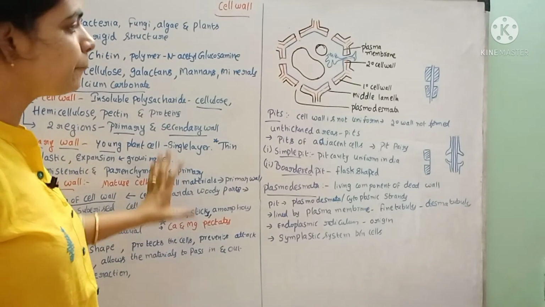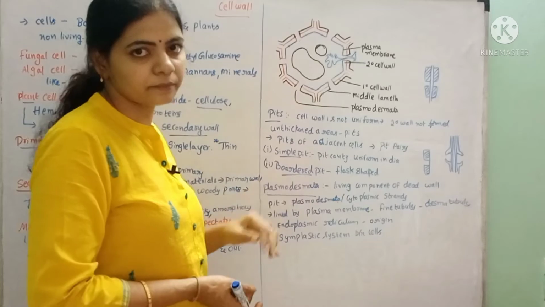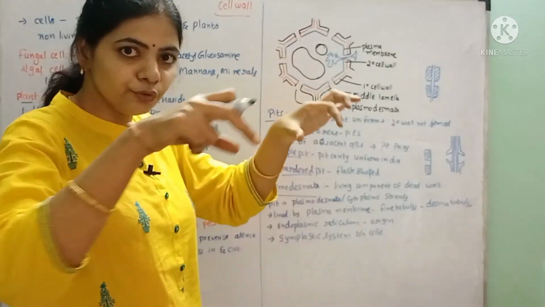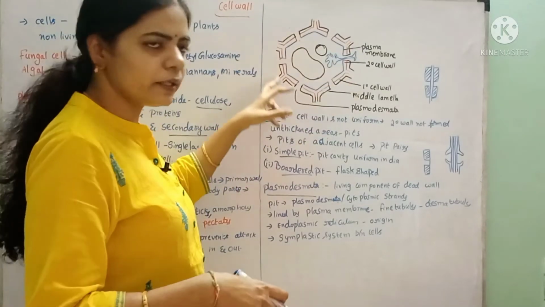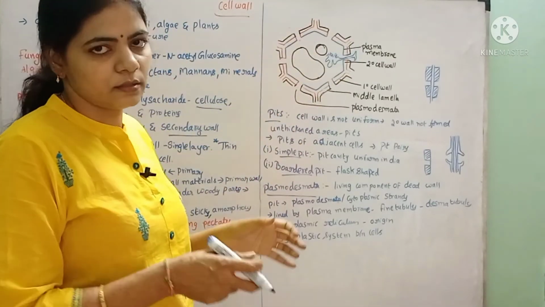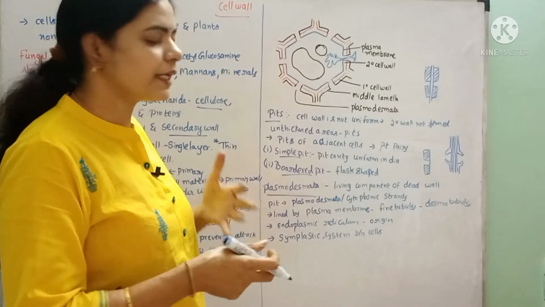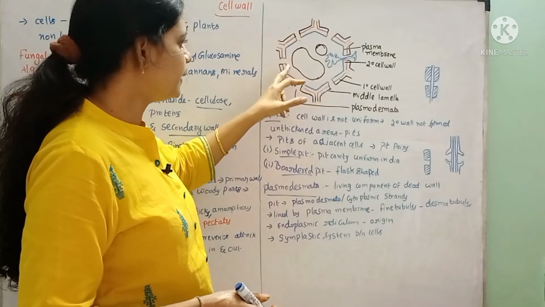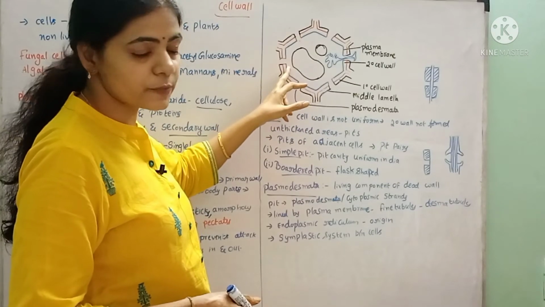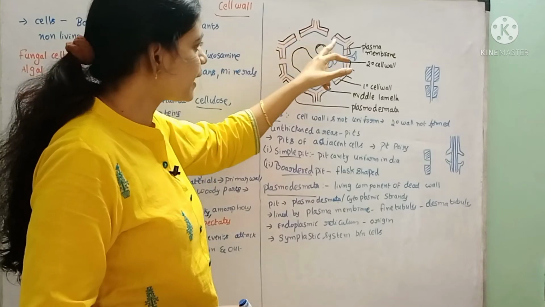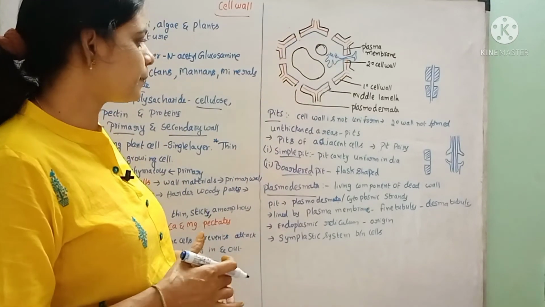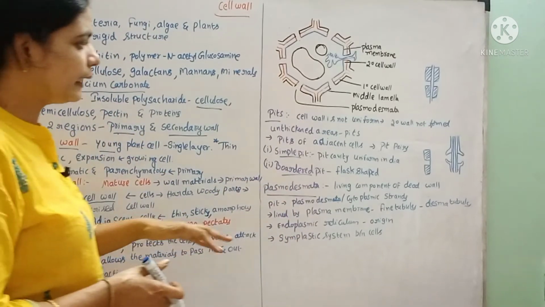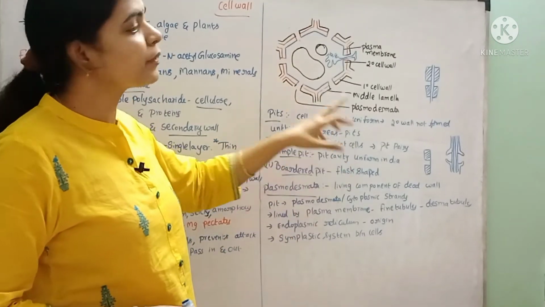These are the functions. And the next concept is the pits. Here, pits are nothing but the cell wall is not uniform all over the cell. In several regions, the secondary wall is not formed. In some regions, inside the primary wall, what is present? Secondary wall is present. But in some regions, this secondary wall is not properly formed. In that region, some unthickened regions will be seen. Those unthickened areas are called pits.